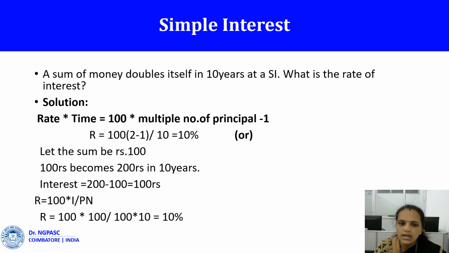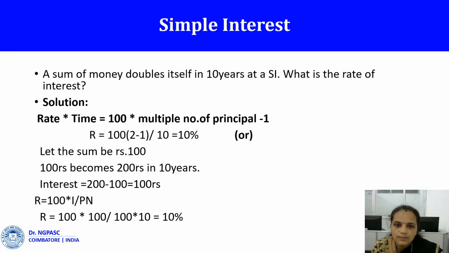So 2 minus 1 divided by 10, that's equal to 10%. If you want to remember this formula, you can, or else you can go by a shortcut method. We don't know the principal amount, so we can take it as 100. Why are we taking 100? Because it's easy for calculation. We are taking the sum of principal as 100.